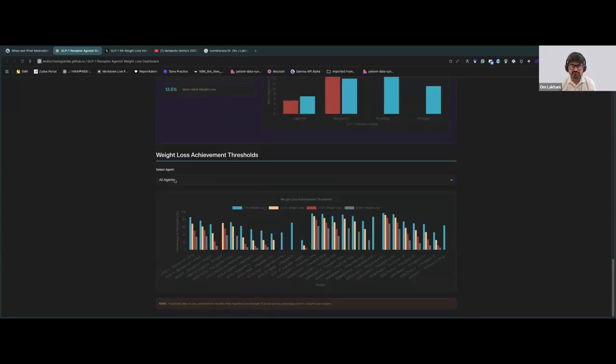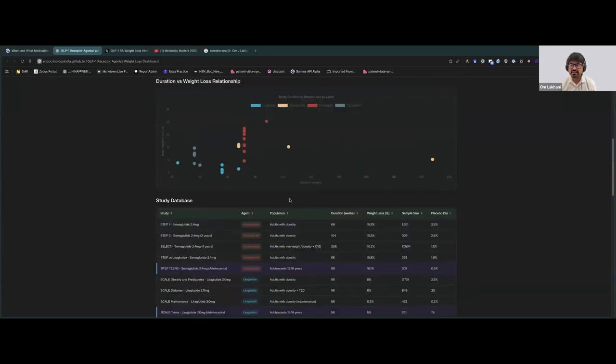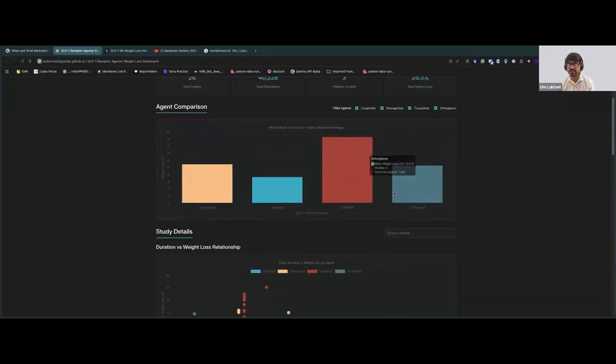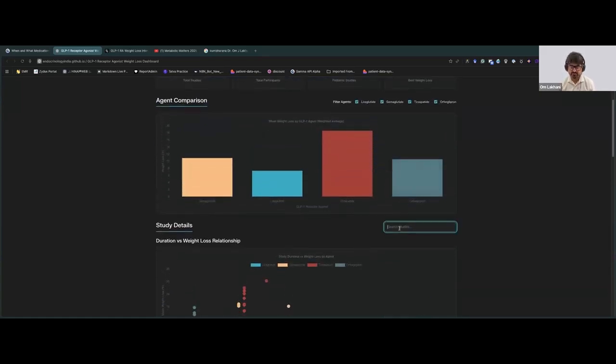You can actually individually look at these thresholds: how many people lost 5%, 10%, 15%, 20%, and so on and so forth. So these are all, like I said, for data geeks, which is very useful. And the best weight loss in any clinical trial was close to 25%. So now we are, like I said, in the territory of 25%.